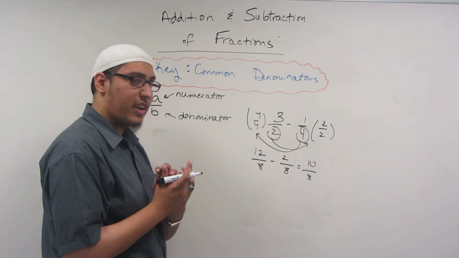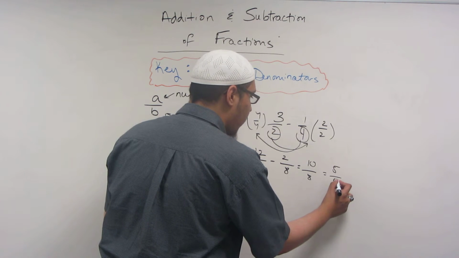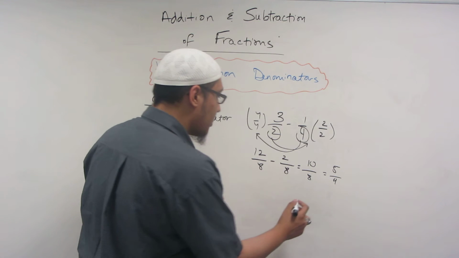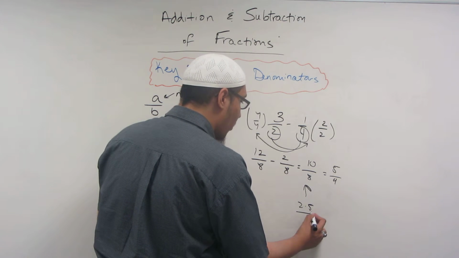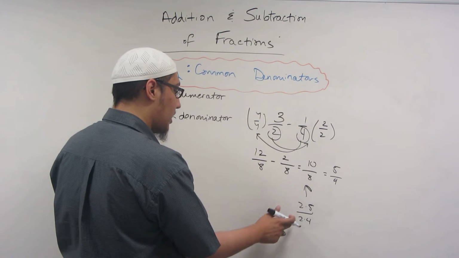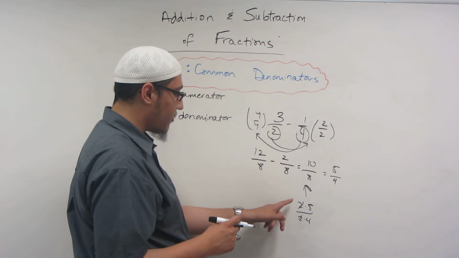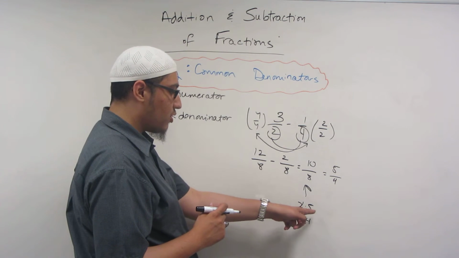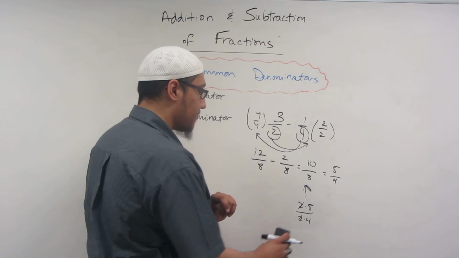This can be simplified further down into 5 over 4, pulling out greatest common factors. Because 10 over 8 is simply the same as saying 2 times 5 over 2 times 4. 2 times 5 gives us 10. 2 times 4 is 8. The 2's can cancel out if they are on top of each other and they're being multiplied. So 5 over 4 is our simplified answer, although both are correct.